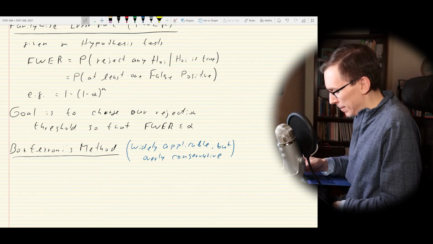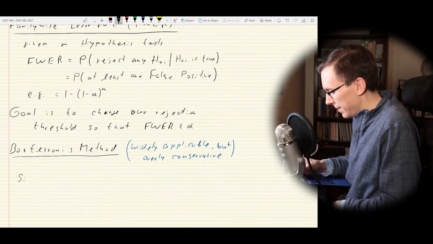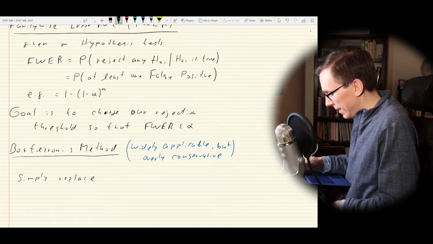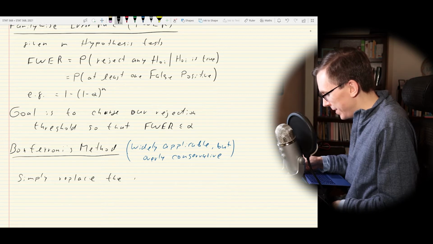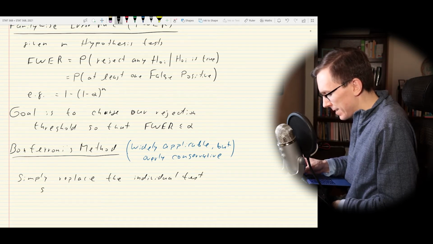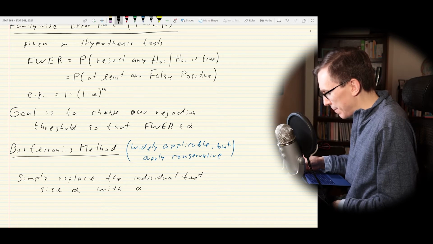Right, so what does Bonferroni's method say to do? Well, basically simply replace the individual test size alpha with alpha divided by m.